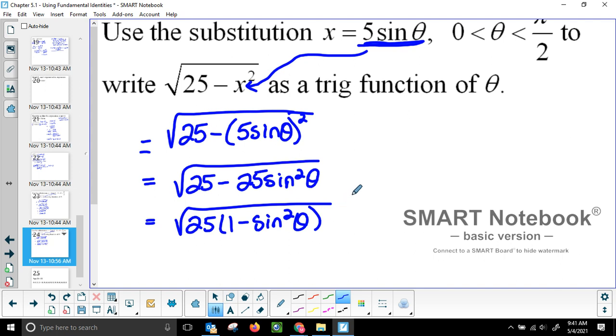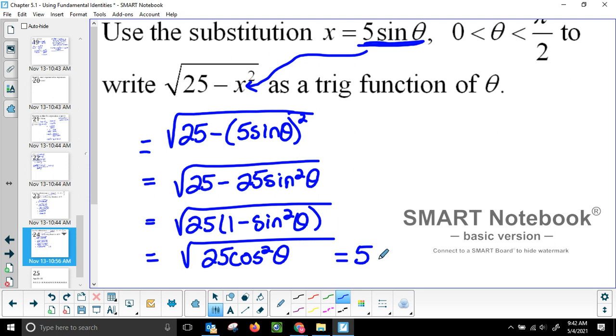All right, which if we manipulate the Pythagorean theorem around a little bit, this will just be cosine squared theta. Which again, that got rid of that annoying subtraction sign. So now I can just take the square root of both pieces. So 5 cosine theta. And that's it.